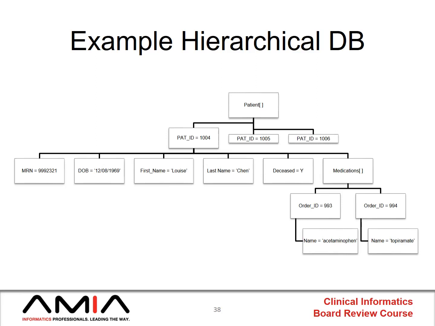And this is, again, the advantage of these hierarchical databases, that I can represent these highly dimensional structures simply by shoving more complex structures in at various branches of the tree. So the medication branch of the tree itself is its own mini tree that includes 2 order IDs, and each of them has their own medication name.